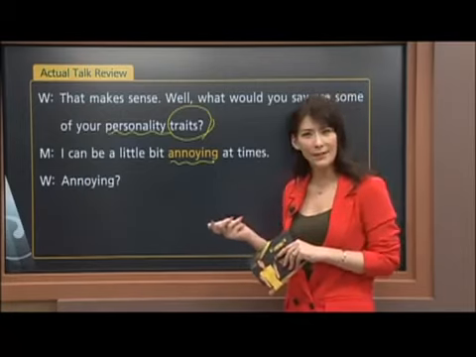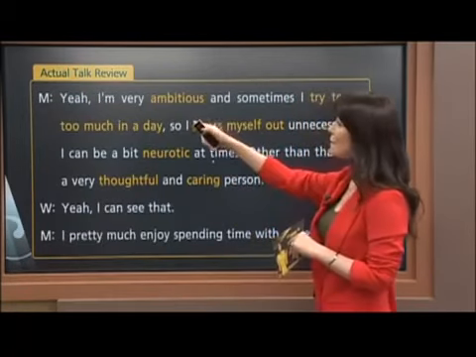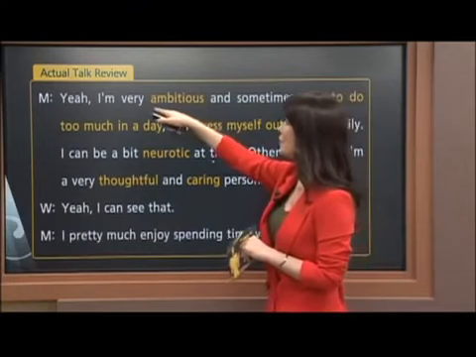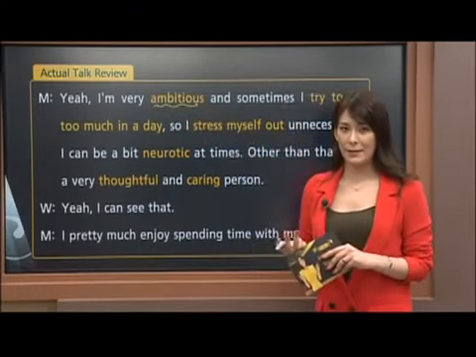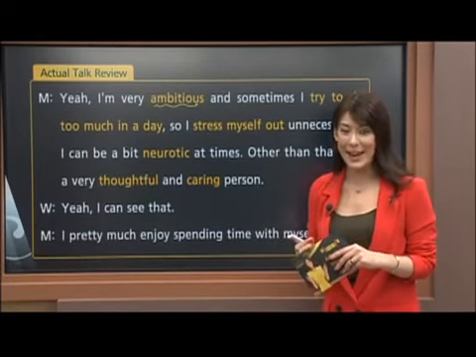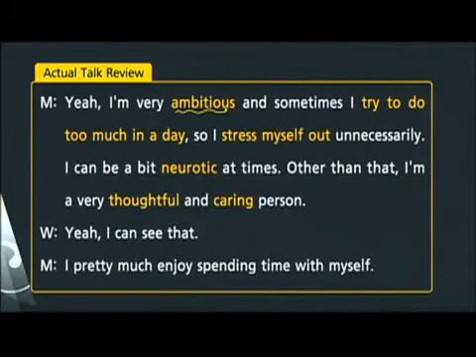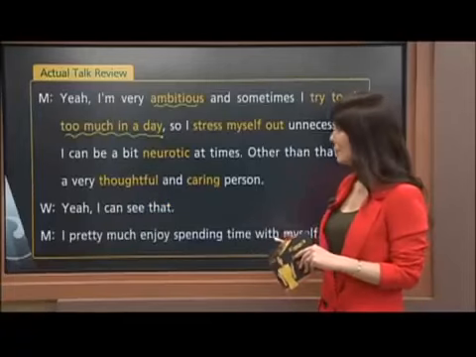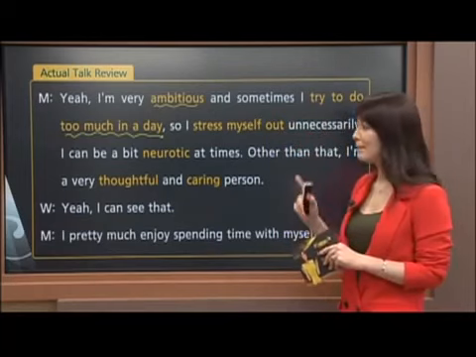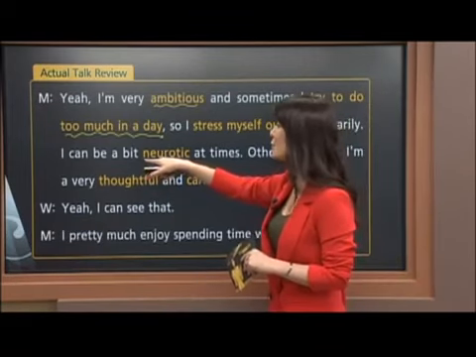And Rachel says, annoying? All right, he explains, well, I'm very ambitious. He's talking about his personality once again. Ambitious means what? You're hopeful about things, okay? You have a strong desire to succeed. You're determined, okay? And he says, and sometimes I try to do too much in a day. So try to do too much in a day, meaning you have so many things planned for that day, but then again, maybe sometimes you don't have enough time. So he says, I stress myself out unnecessarily. He says, I can be a bit neurotic.